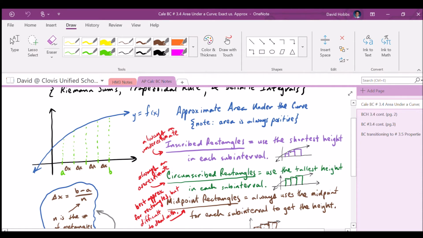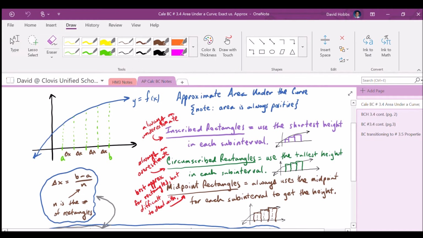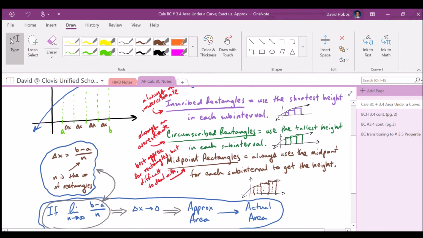It's not always the left-hand side. It depends on whether the curve is increasing or decreasing on that interval. Circumscribed rectangles, we always choose the tallest height in each subinterval. In this particular case, it's an increasing curve, so I was choosing the right-hand side for the rectangles, but notice that the rectangles go a little bit above the curve, and so therefore circumscribed rectangles will always give us an over approximation, at least when we're doing a finite number of rectangles.